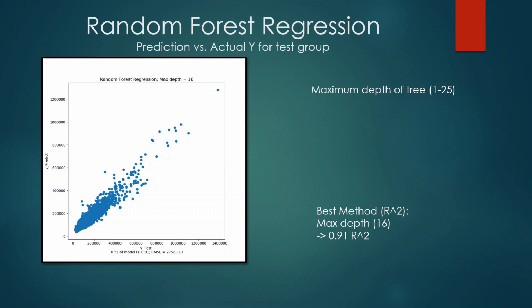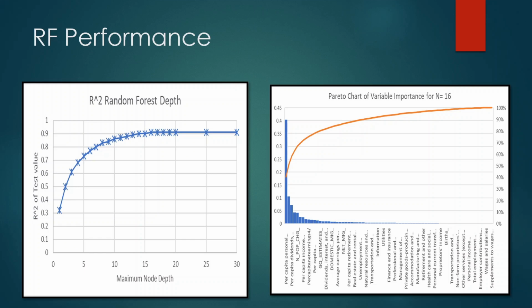For random forest regression, the main variable chosen was the maximum depth of trees for each regression tree that you could produce. The best method is also shown here, which was at a max depth of 16 leaves, with an R-squared value of 0.91. Again, the graph on the left shows a pretty tight distribution. Some outliers are different from what you'd see in the k-nearest neighbors, but overall, it goes from bottom left to top right, which is good.